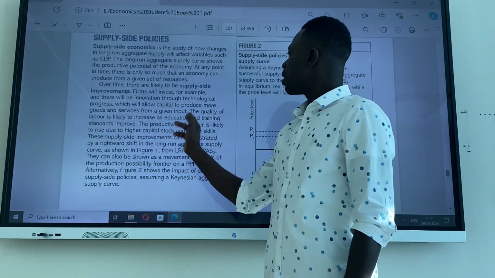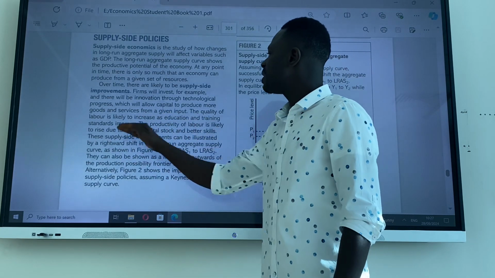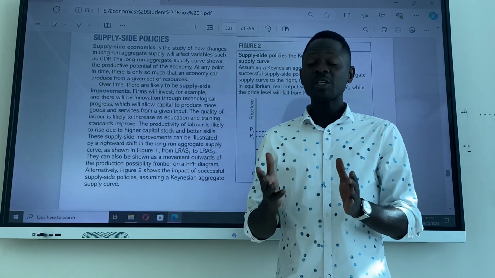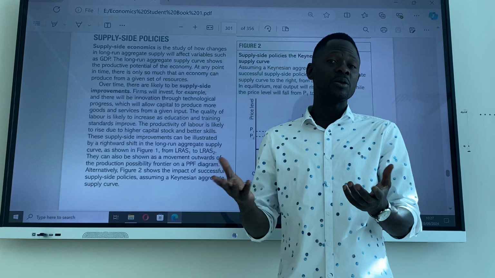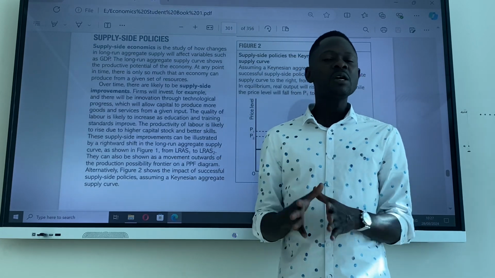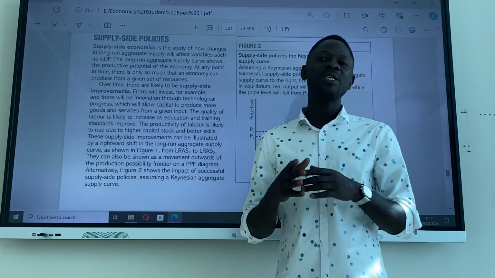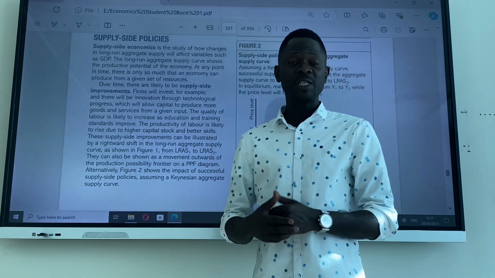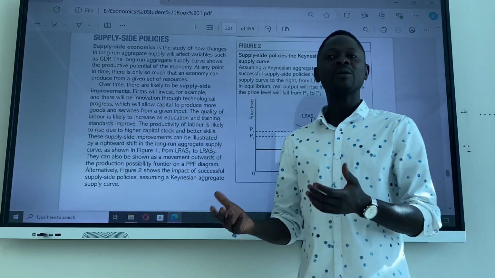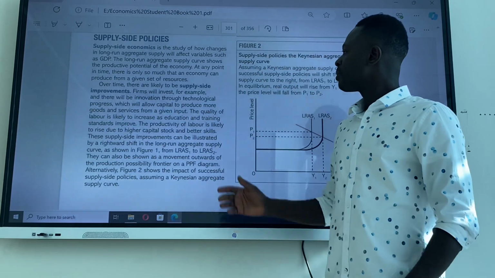The quality of labor is likely to increase as education and training standards improve. So part of supply side policy is education and training. And what does education and training do? With education and training, the skills of workers, the skills of labor would improve. And if the skills of labor improve, it means they will be able to do better than how they used to do. So that will bring about an increase in GDP also, or output.